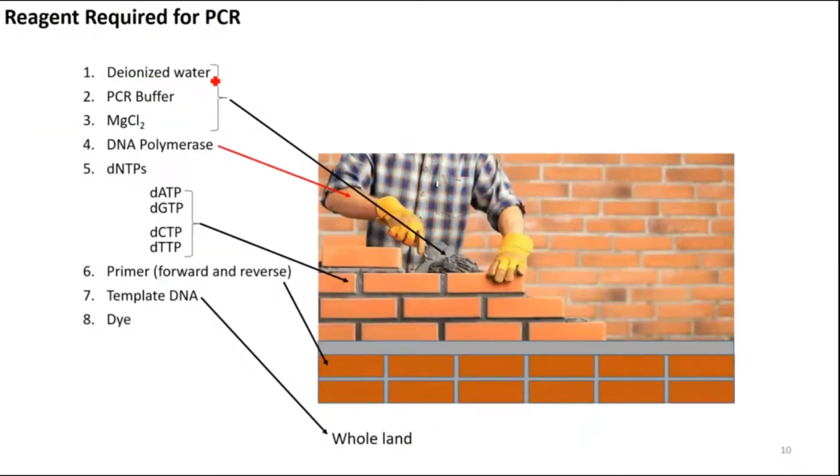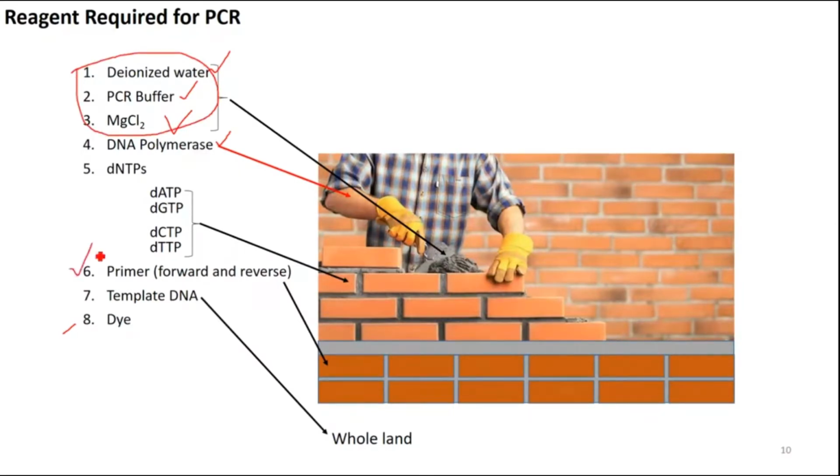Okay, so deionized water, the PCR buffer, magnesium chloride, dNTPs, DNA polymerase, primers, DNA template, and dye. All these are usually the components of a PCR. Among these, the first, second, and third are similar to the cement that a mason is putting to build a wall, and the DNA polymerase is similar to the mason that is building a wall, and the bricks are similar to the dNTPs that are utilized, and the wall is then built.